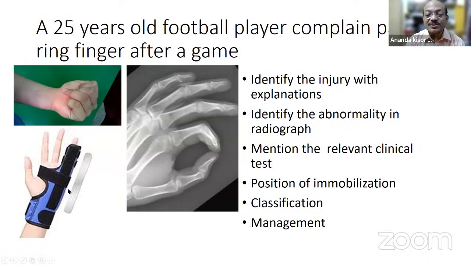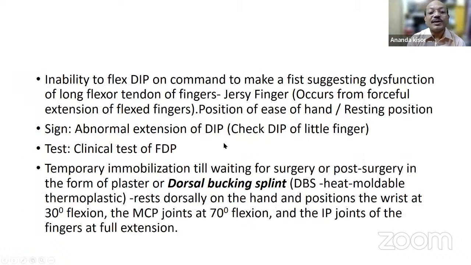The position of immobilization is already discussed. If it is diagnosed as a jersey finger, the main treatment is surgery. During temporary immobilization while waiting for the surgery, or post surgery after reconstruction, we have to use the dorsal blocking splint. Basically, the dorsal blocking splint is a heat-moldable thermoplastic splint which rests dorsally on the hand. Our aim is to prevent full extension.